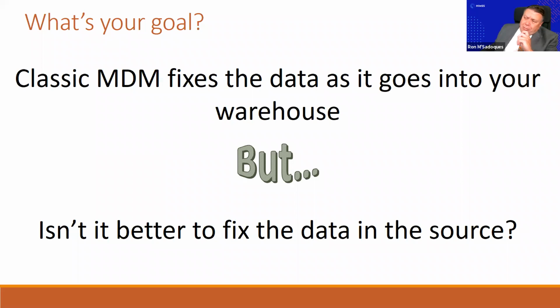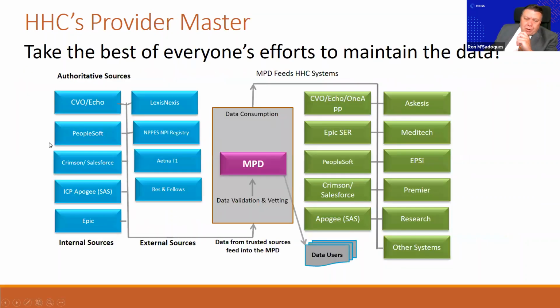A classic example, we'll go back. When a provider first starts working for HHC, the credentialing and verification office has the best information on that provider. We don't have a relationship with the provider yet. The relationship actually starts in the CVO. Three months down the road, the provider says, you know what, I'm not going to practice at the South Windsor location anymore. I'm going to practice in Glastonbury.